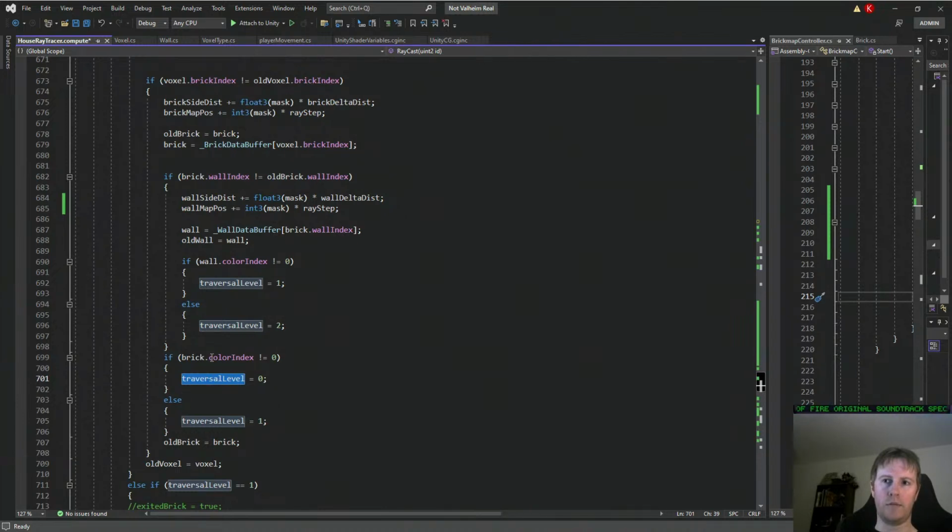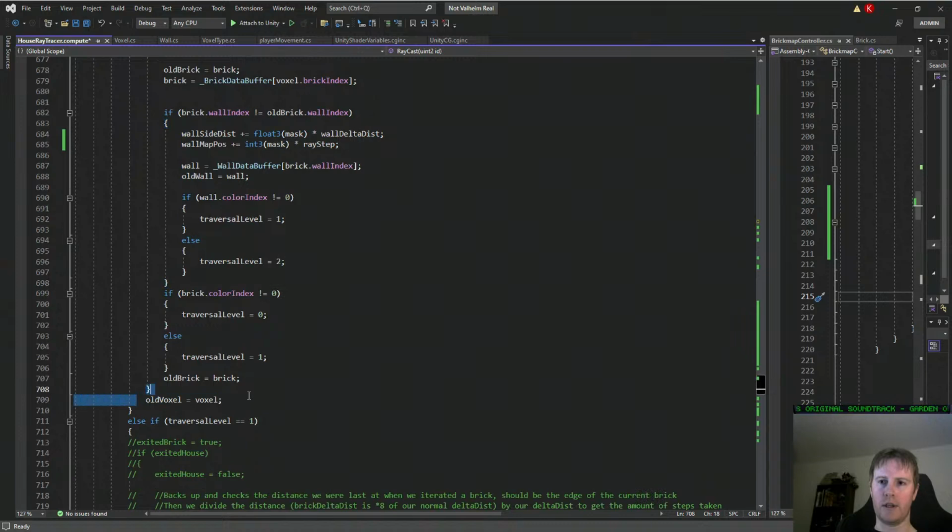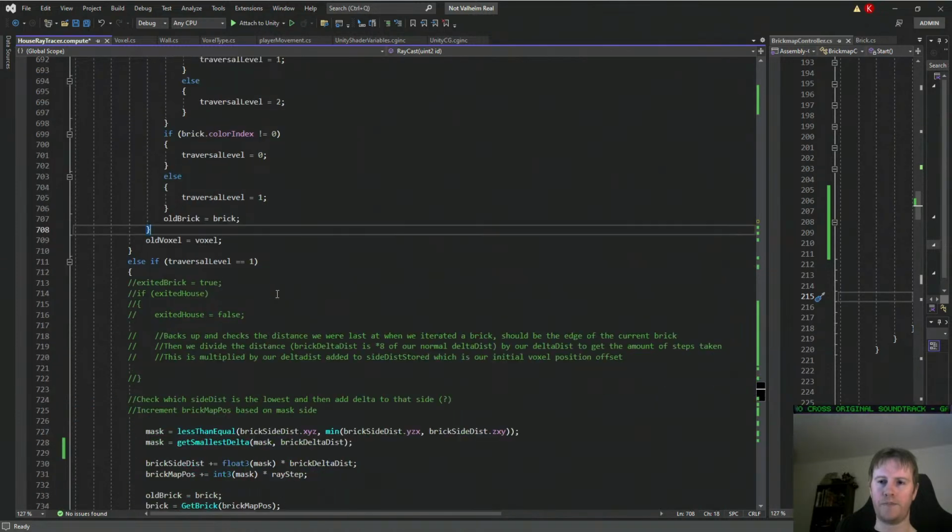Else we travel in brick space. And here it goes into the wall here. And it iterates the wall, and it checks if the wall is empty or not. If it's not empty, then we go back to bricks. And then we go down here, and then it checks the brick, etc, etc. And here it also sets the old voxel.